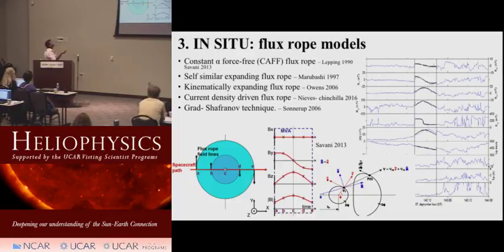And one of the first ones that started to be used was something called the constant alpha force-free flux rope model. Berlerga first did it, and Lepping optimized it, so that you take the model and optimize it to fit the data the best, and then you pull out what your optimized values are. And the idea is relatively simple.